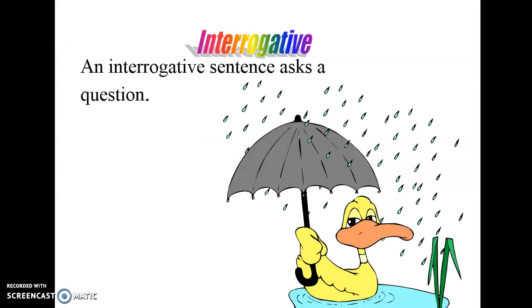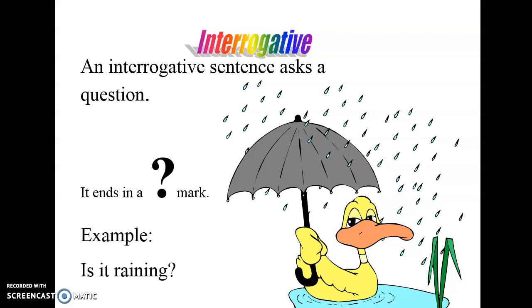The last example is an interrogative sentence. An interrogative sentence asks a question, and of course it ends with a question mark. An example: is it raining? How are you? Are you in class? Are you listening right now? This is an interrogative sentence which ends with a question mark.